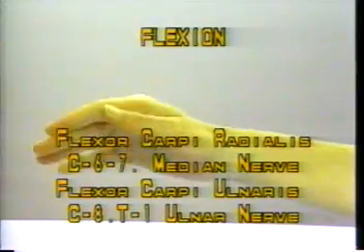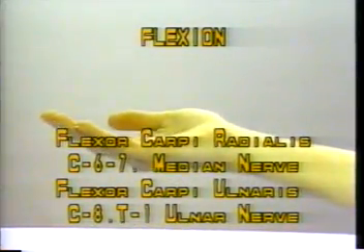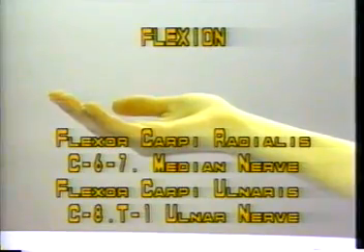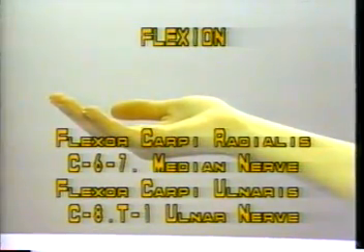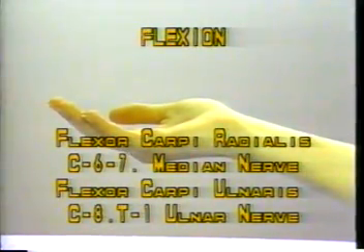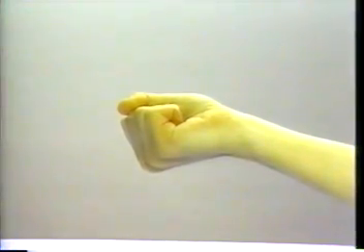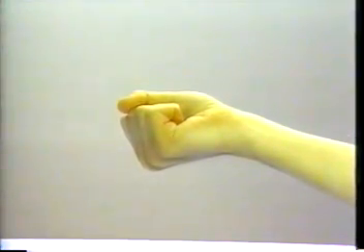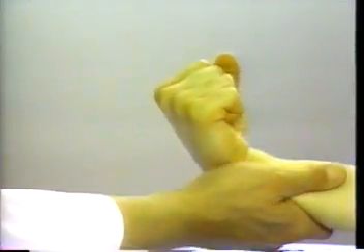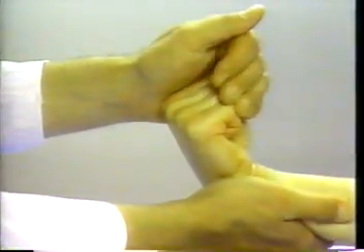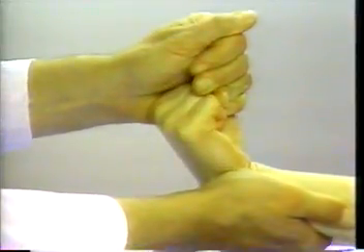Flexion. Flexor carpi radialis, C6, 7, median nerve, flexor carpi ulnaris, C8, T1, ulnar nerve. Instruct the patient to make a fist. This effectively eliminates the long finger flexors from acting as wrist flexors. Have the patient flex the wrist and attempt to pull the wrist out of the flexed position.